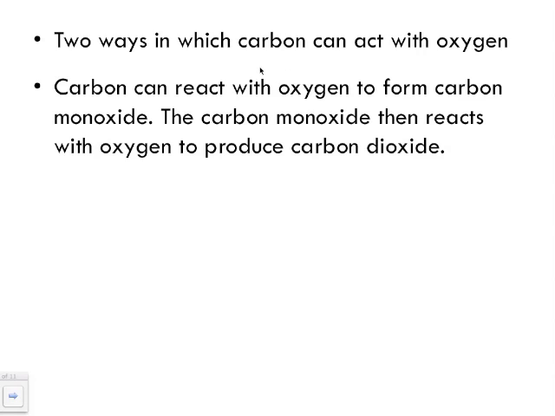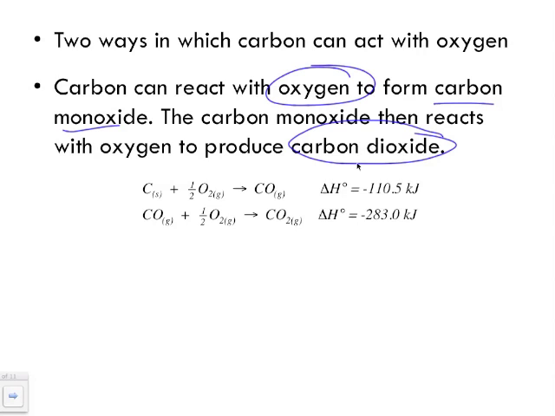So let's look at the following here. Two ways in which carbon can react with oxygen. Carbon can react with oxygen to form carbon monoxide. Now, the carbon monoxide that is formed here in the products is going to react with something in the reactants to form a new product. So this is what the reaction is going to look like.